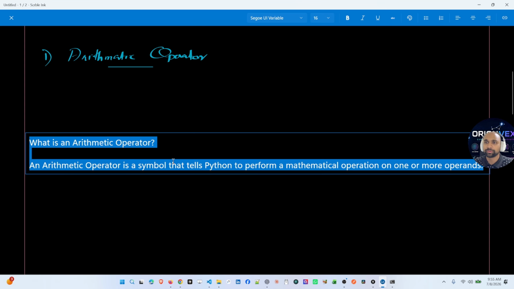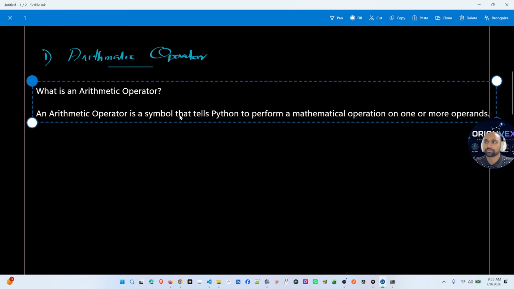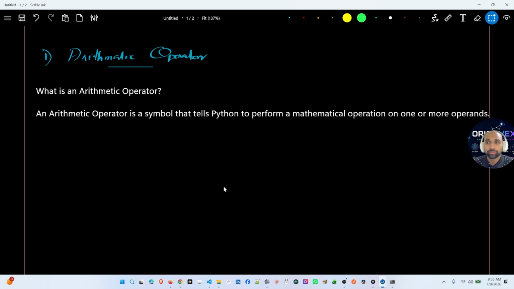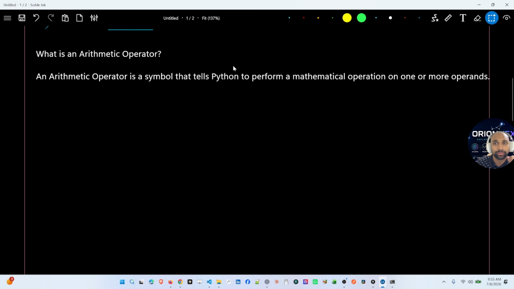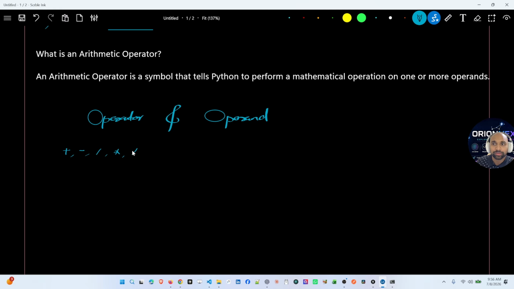Don't need to write everything. Okay, what is meant by arithmetic operator? An arithmetic operator is a symbol that tells Python to perform some mathematical calculations. In any mathematical calculation, we have two main parts: one is called the operator, and the other is the operand. Operators can be plus, minus, divide, or multiplication, and we also have the modulus operation and floor division. These are the operators.